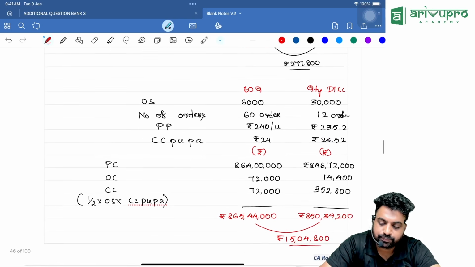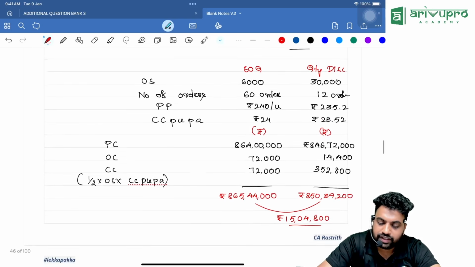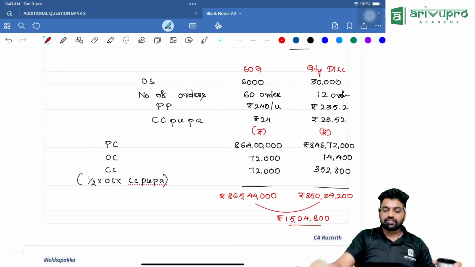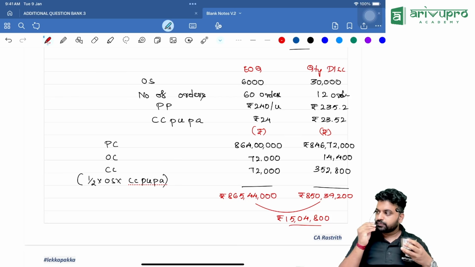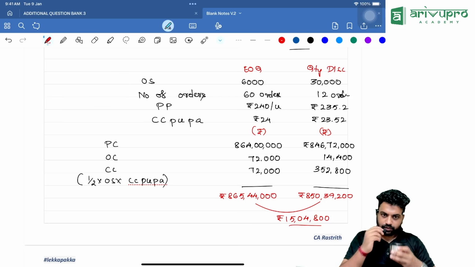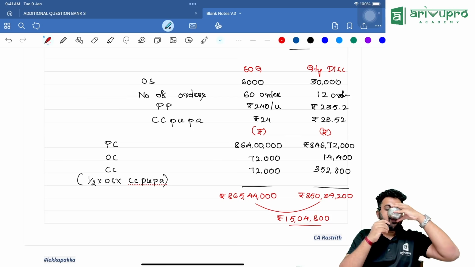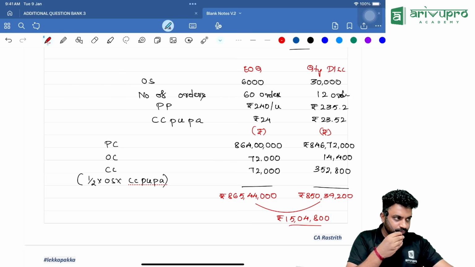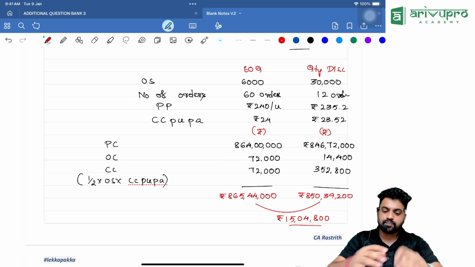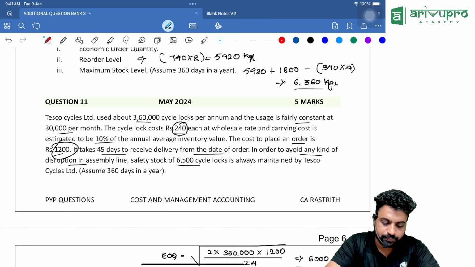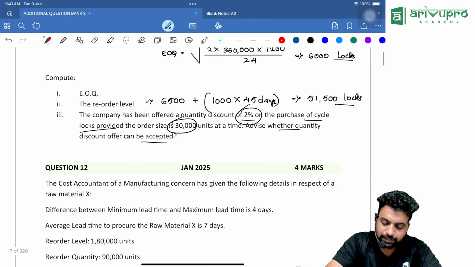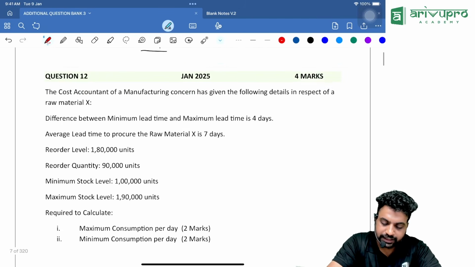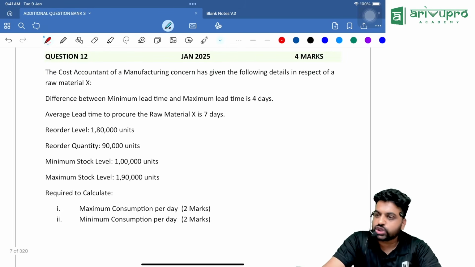Is that clear? Anyone, any doubt in this? Please let me know. If there is no doubt, then we can proceed to the next one. No doubts? So should the discount be accepted or not? Accept it. Look at the Jan 25 question, guys.